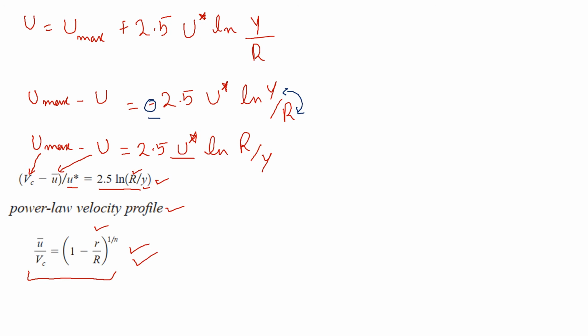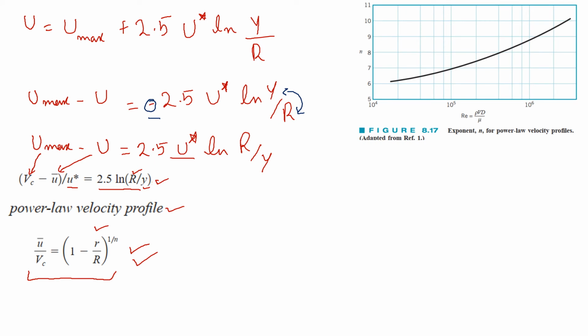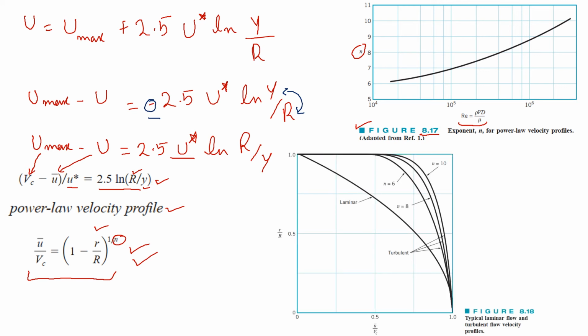We use this velocity profile formula to plot the lines for our turbulent flow. And as you can see, this n right here is a function of Reynolds number, from this figure 8.17 from your Munson book. This is the exponent n for the power law velocity profile, and as we increase n, our Reynolds number also increases. So n is a function of Reynolds number, and if we use this equation to plot the lines, we come up with these different lines.